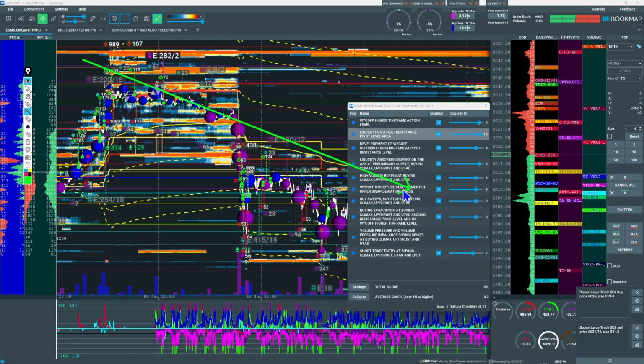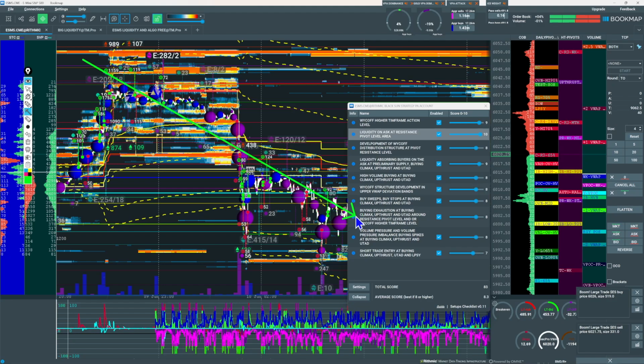Wyckoff structure development in upper VWAP deviation bands. First upper deviation, distribution structure happening at +2 VWAP and starting to distribute here. Well, the resistance began at +2 VWAP, dash yellow line. Then the dash yellow line here, that's +1 VWAP. That's where we got the distribution structure and the breakdown to VWAP, right? So let's see what else.